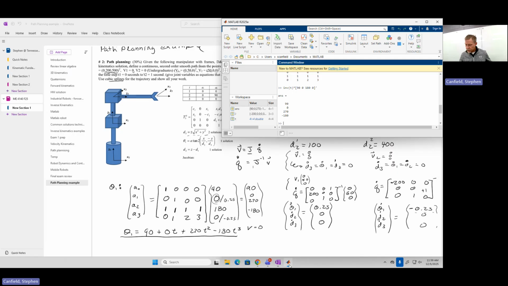And if I wanted the non-zero velocity case, I would have put in 90, 0.25, 0.25, negative 0.25, and I would have gotten that set of values. Okay. Small change, but there you have it.